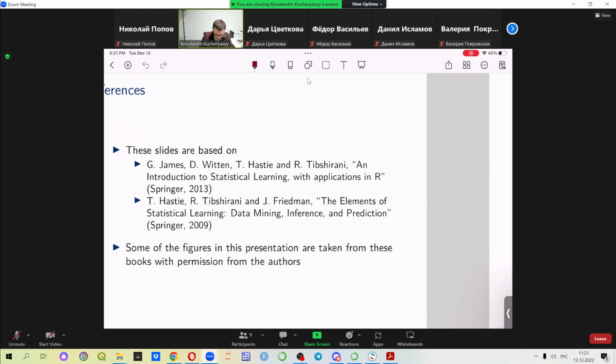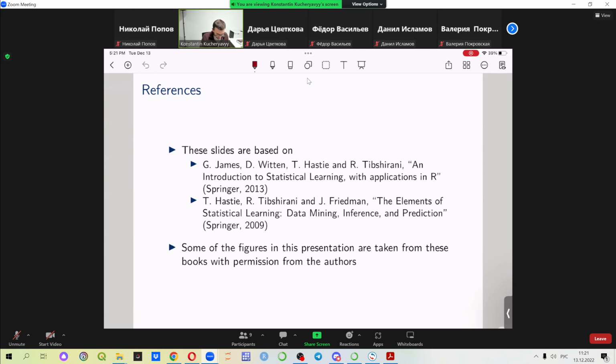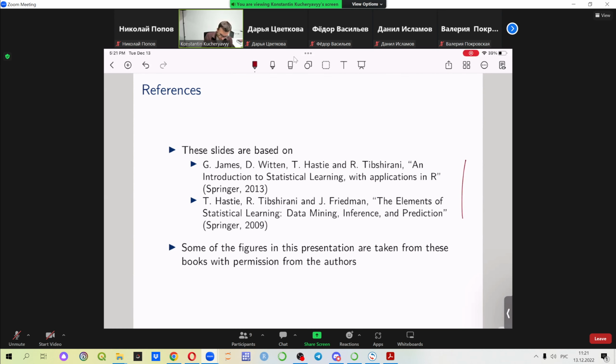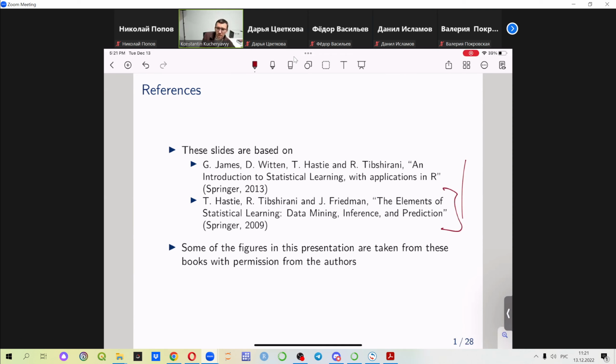Again, I based these lectures on these slides and on these books, and mostly I was using this one, which is a bit harder book, but they explain boosting better here than in this book.